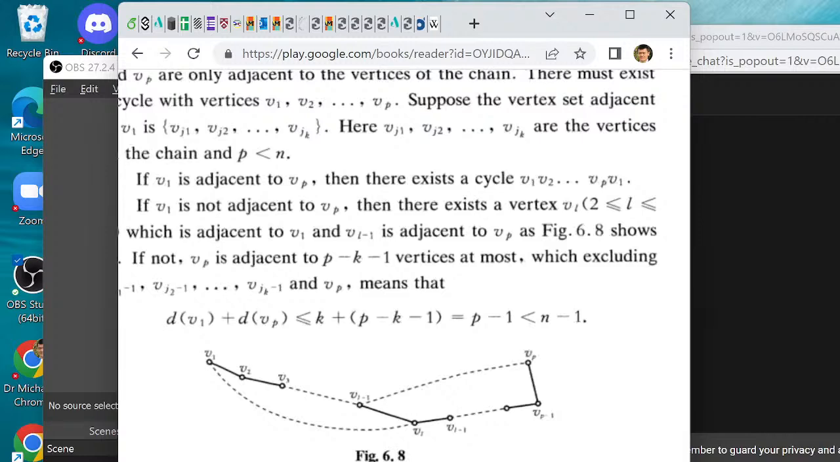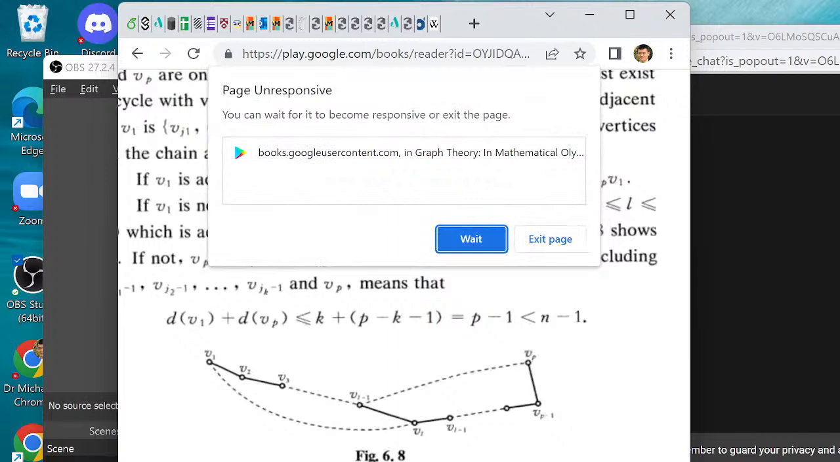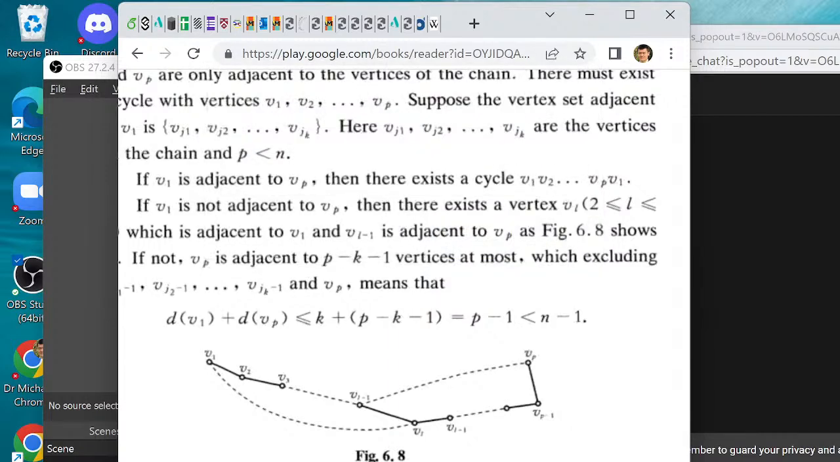If V1 is adjacent to VP, then it's a cycle. Okay. If it's not adjacent to VP.